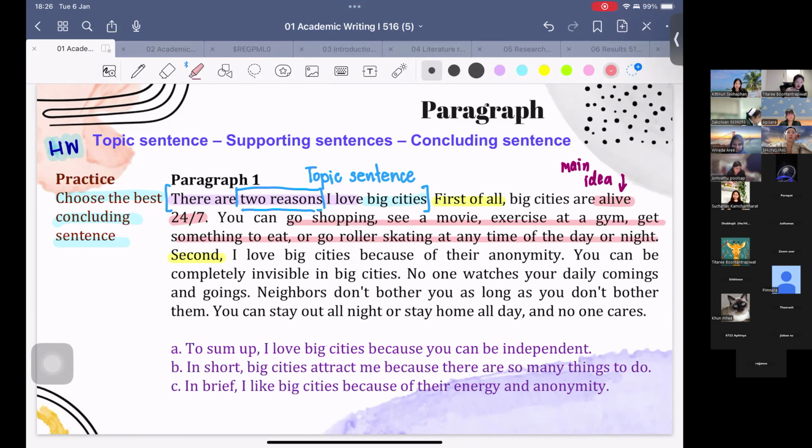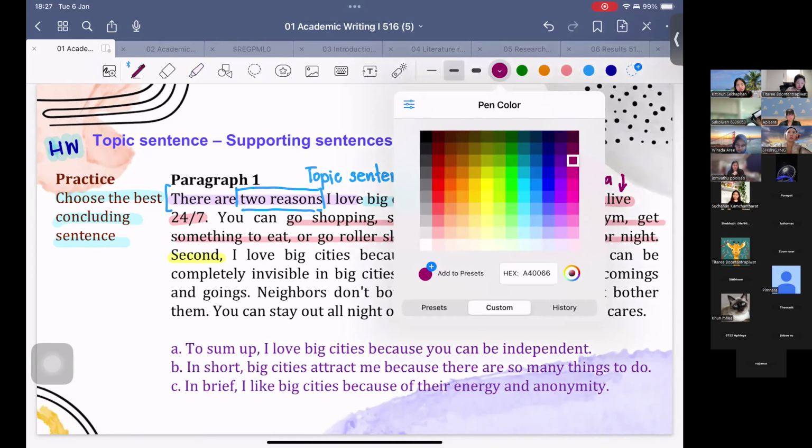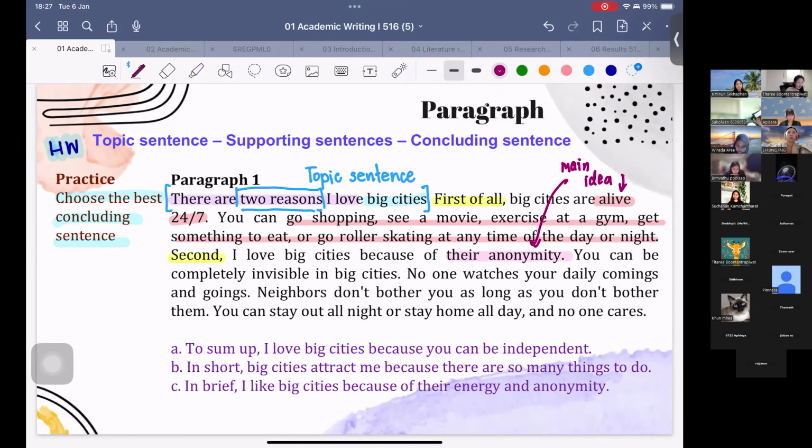And then moving on to the second one, the easiest way to move from one main idea to another is to provide transition words. So in this case, provide logical signal words, which is to use the word "second" to introduce the second idea. I love the big city because of its amenities. So amenities would be the second main idea. So this is technically another one.